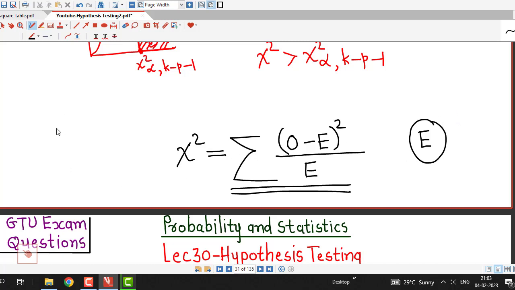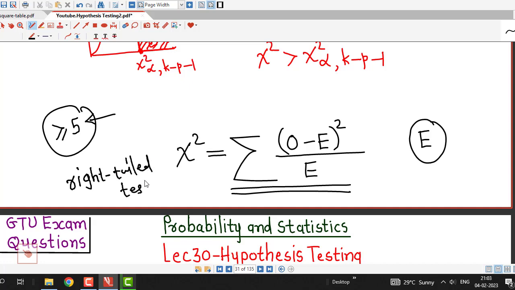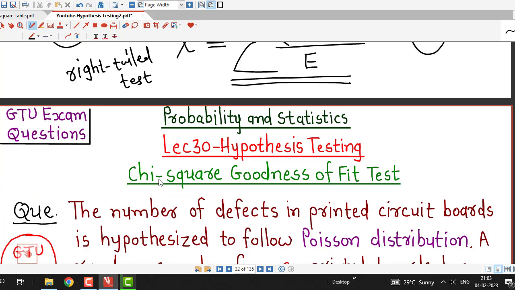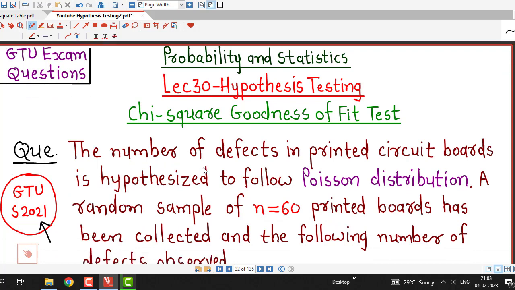We have to take care that all the expected frequencies are at least 5. If there are some frequencies which are less than 5, then we will combine the categories corresponding to those frequencies into single categories. We also recall that this chi-square goodness of fit test is always a right-tailed test. So with this in mind, we try to answer this question.